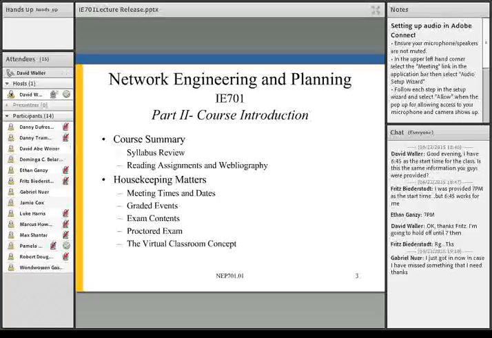Next up would be David Weiser. David, could you just give us a brief introduction, please? Academic background, career background, and expectations for the course.